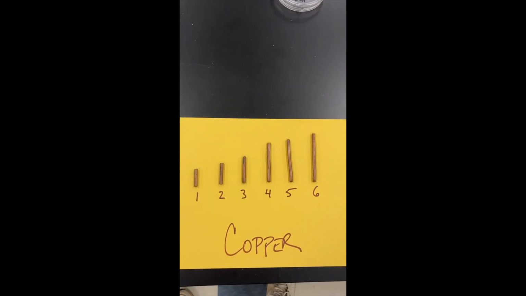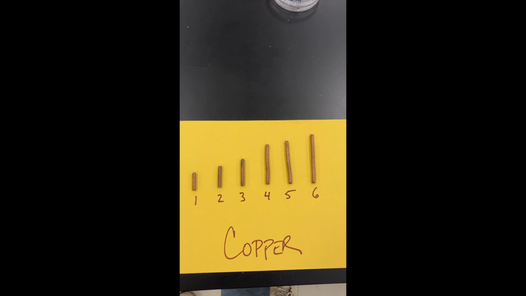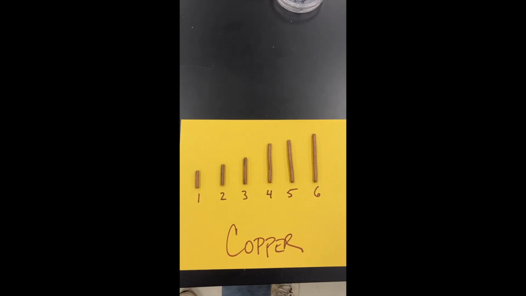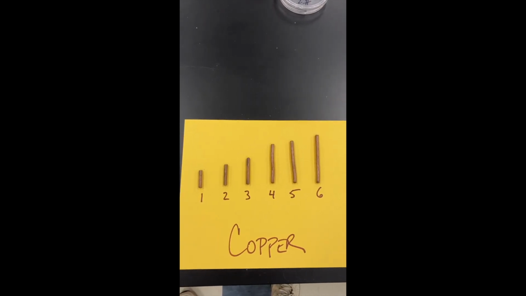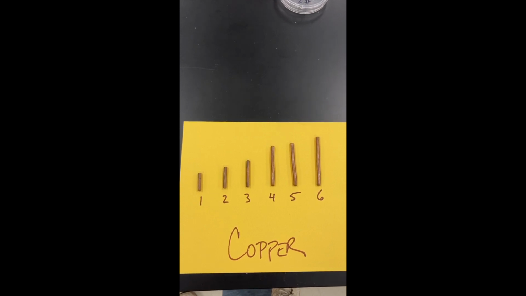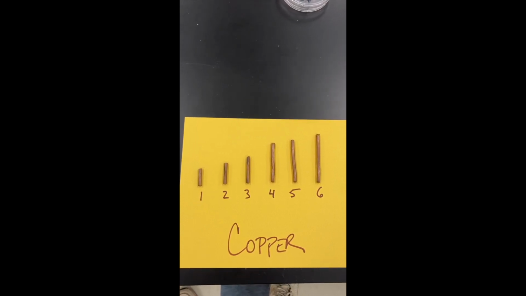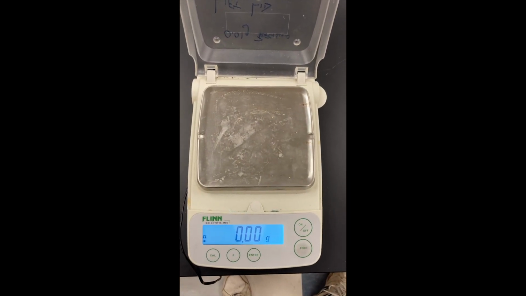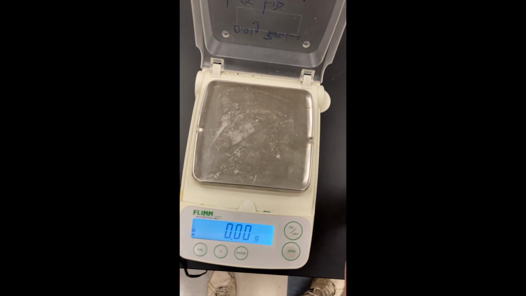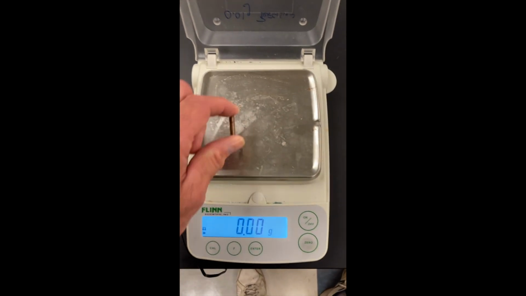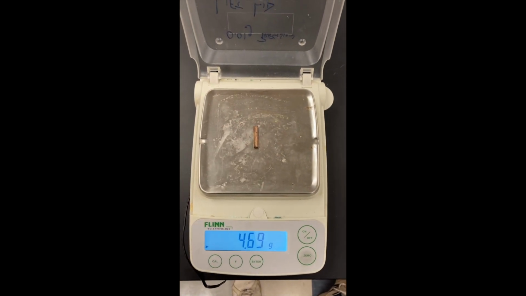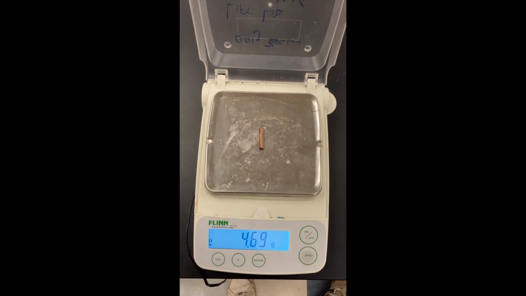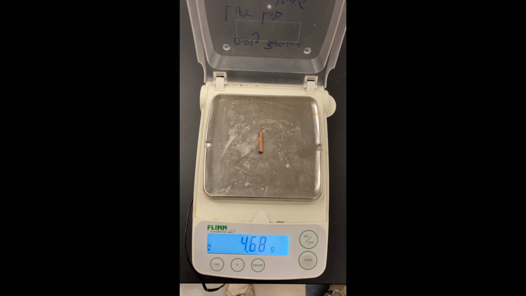We will start out this density lab by measuring the masses of 6 copper pieces. You'll notice that piece number 1 is the shortest, and they get gradually longer until you get to piece number 6. So I've got a balance over here, and right now the balance reads 0 grams. And I am going to weigh our piece number 1. So record this mass of piece number 1 in your data table.